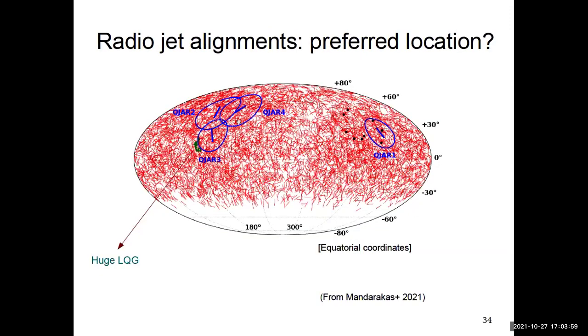These are the regions of the sky where the polarization, the radio jet alignment, is very strong. So we see that they can define a very big region of the sky. Just for information, this is the position of the large quasar group we have studied. And this is the position of the optical polarization axis that we discussed before. So it's more or less again in the same position, but it's not clear in this case if we see an axis of radio jet alignment.